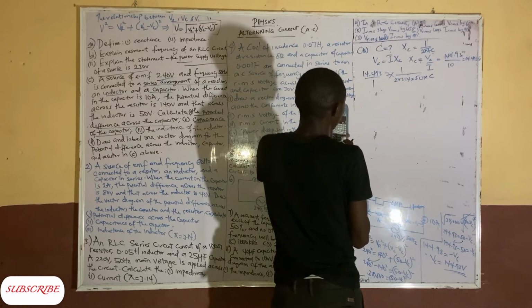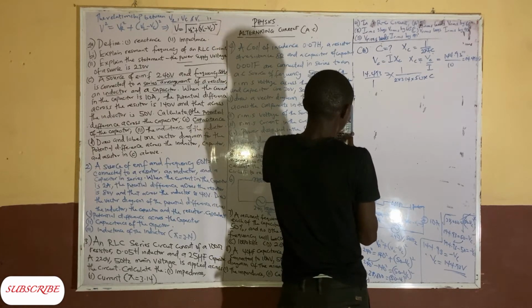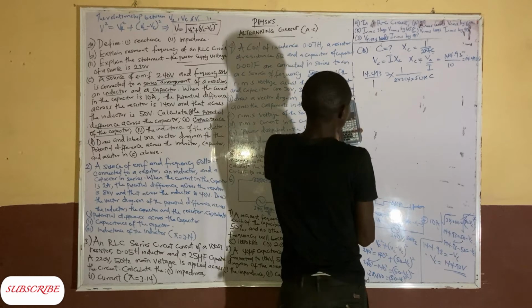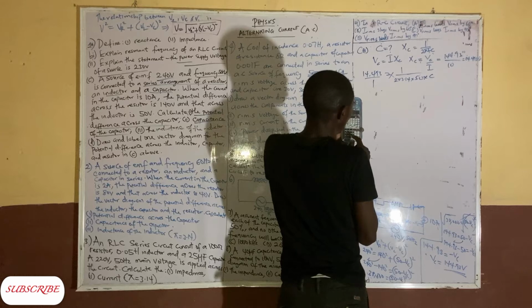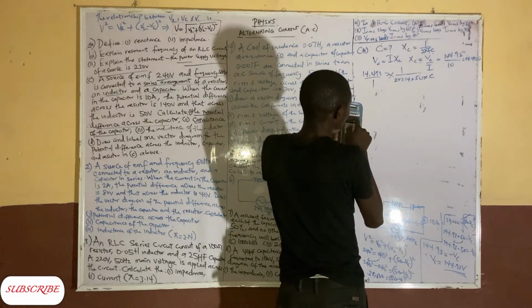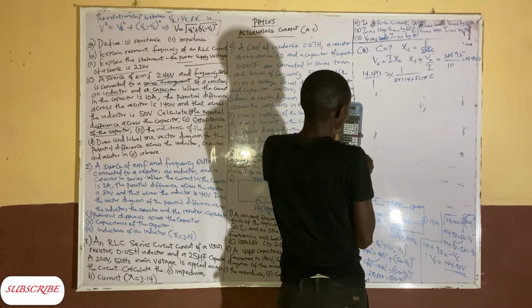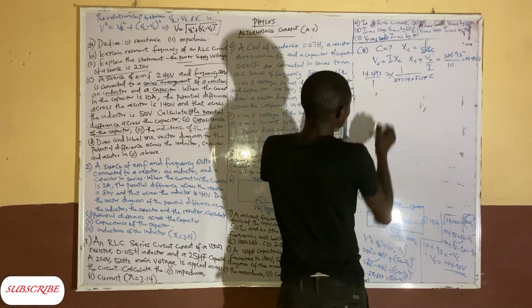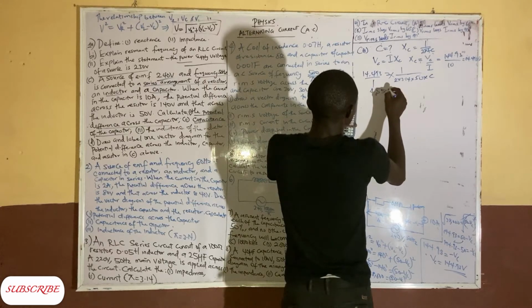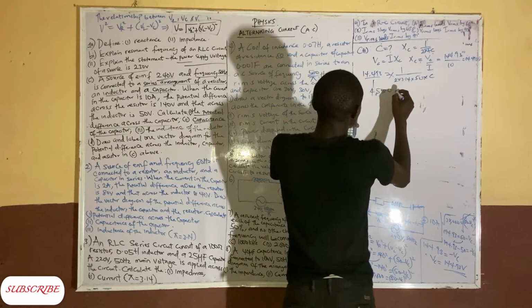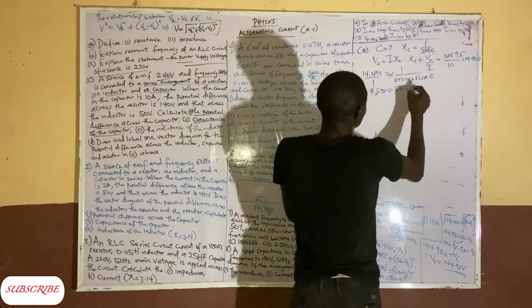114.493 multiplied by 2, multiplied by 3.14, multiplied by 50. So multiplied by 50 is equal to what? We have 450.8 C equals 1.